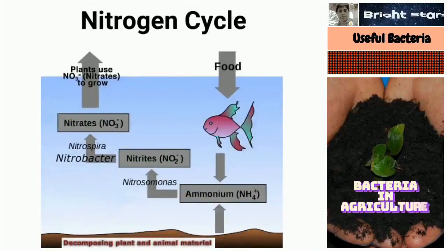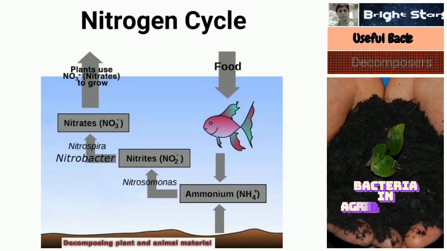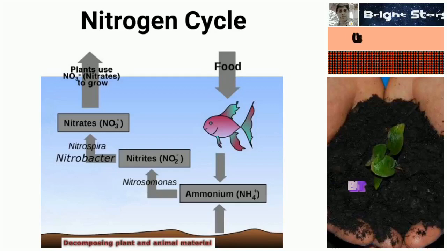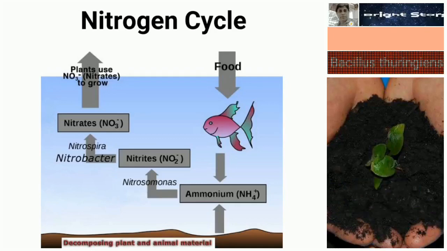Next one, they are useful in the nitrogen cycle. About 78% of the atmosphere is nitrogen. Our body consists of proteins. The major part of the body is proteins. The chief element in protein is nitrogen. From where is that nitrogen coming? That nitrogen is from bacteria.